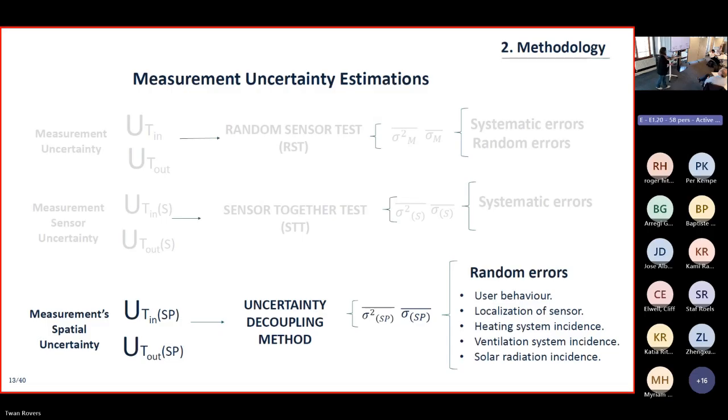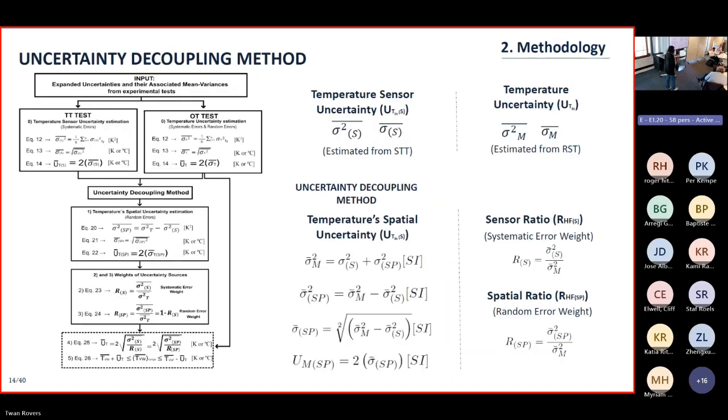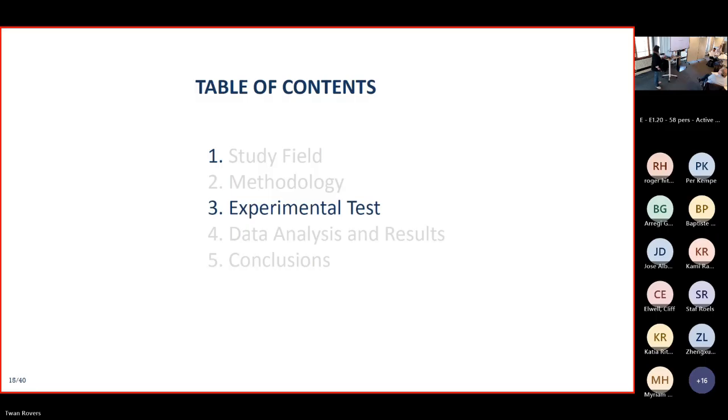When we have the overall uncertainty and also the sensor uncertainty due to systematic error, we can implement the uncertainty decoupling method. How? Using the variables of both kinds of uncertainty, we can estimate the temperature spatial uncertainty, and we can also see the weight of each systematic error and random error. So, our experimental test.